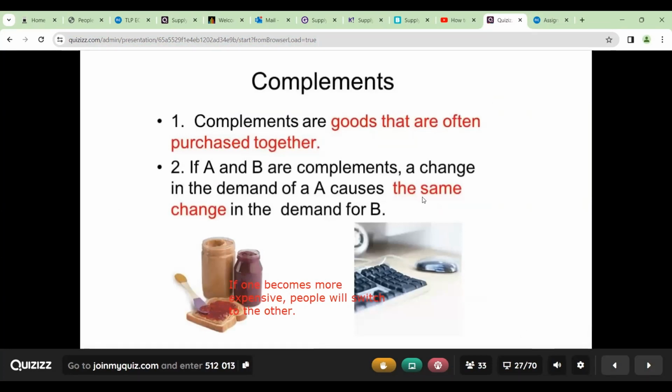So complements are goods that are often purchased together. If A and B are complements, a change in the demand of A causes the same change in demand for B. So we'll talk about some examples here.